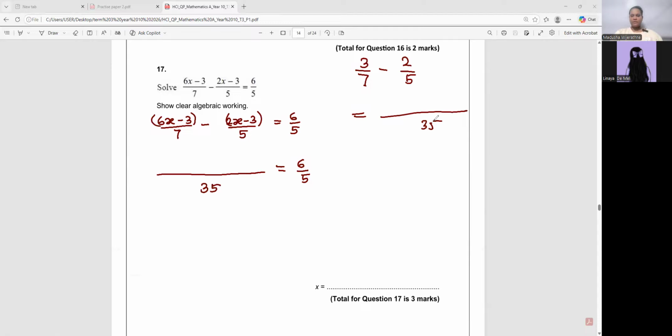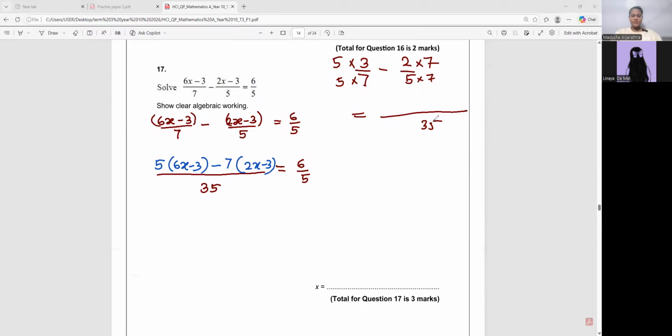Then to make 35, 7 should be multiplied by what? 5. And 5 must be multiplied by 7. So we do the same thing here. In here, the numerator is 6x minus 3. So I put the entire thing inside a bracket, then it's easy for me to multiply. If not, I will forget to multiply this 3 and only multiply the 6. So this is 5 times (6x minus 3). The other fraction, 7 times (2x minus 3).